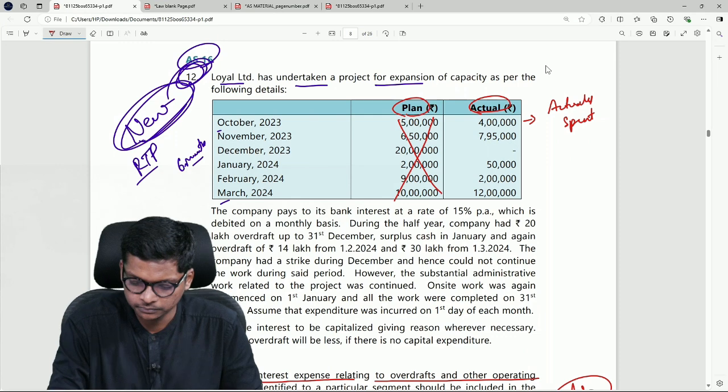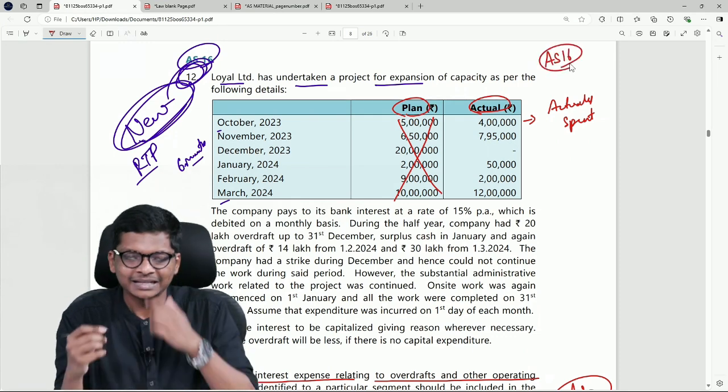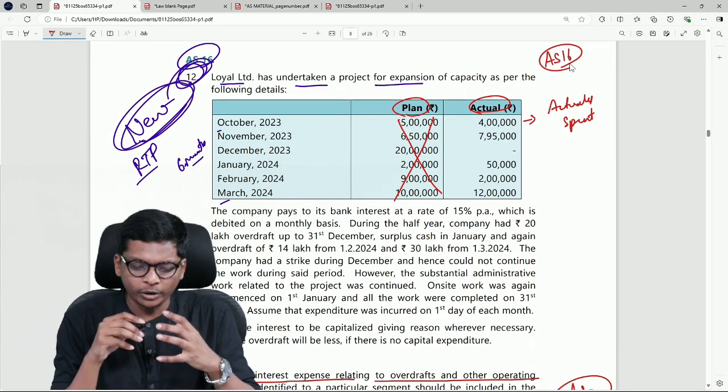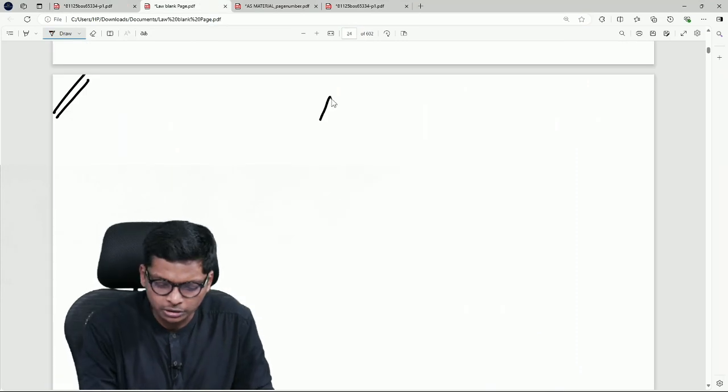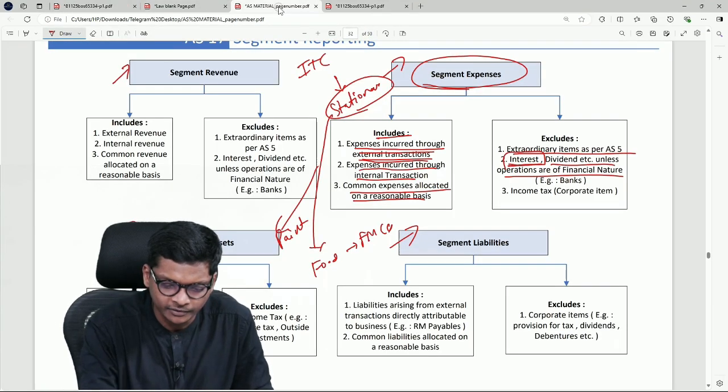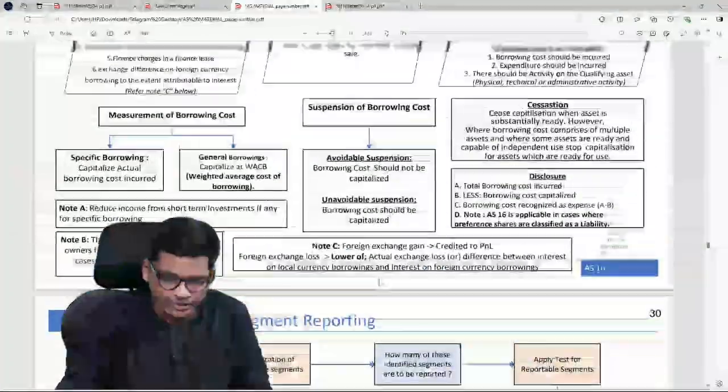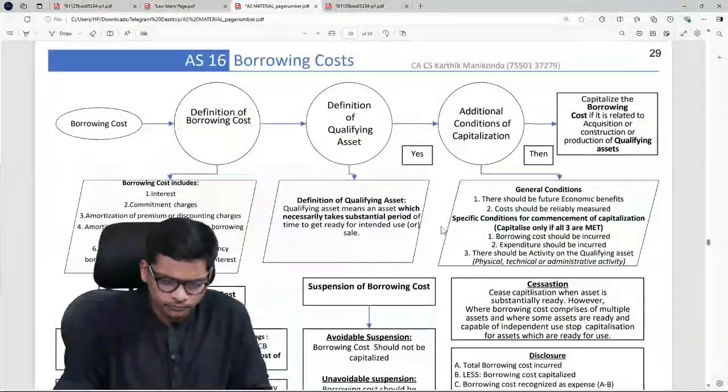You will only take what is actually spent. Remember guys, AS 16 talks about borrowing cost. What is borrowing cost all about? If you see AS 16, if we go to our notes, quickly just a 1 minute revision.